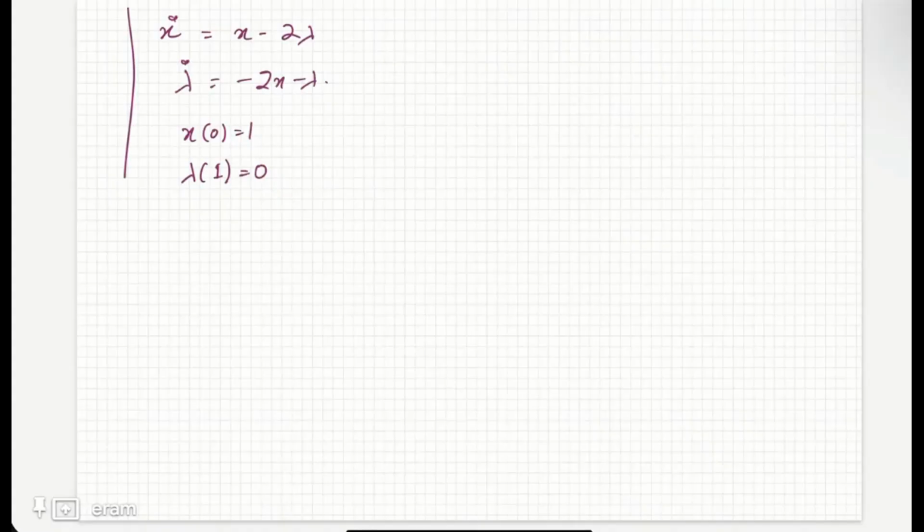Now with this we have our system to solve as x dot equals x minus 2 lambda, lambda dot equals minus 2x minus lambda, x of 0 as 1, and lambda of 1 as 0. Now with everything given, we can easily solve for the expression of x and lambda in terms of t.